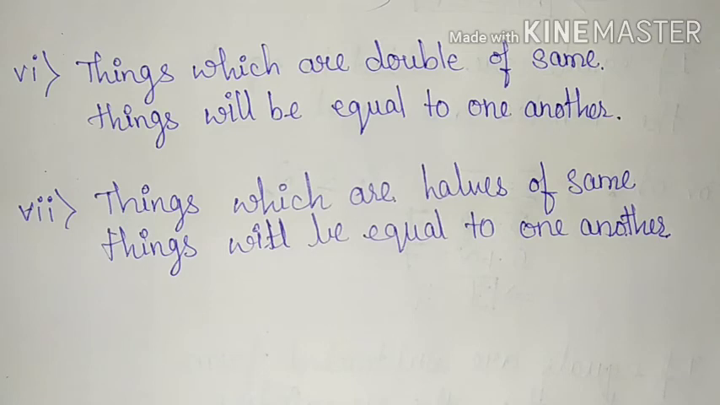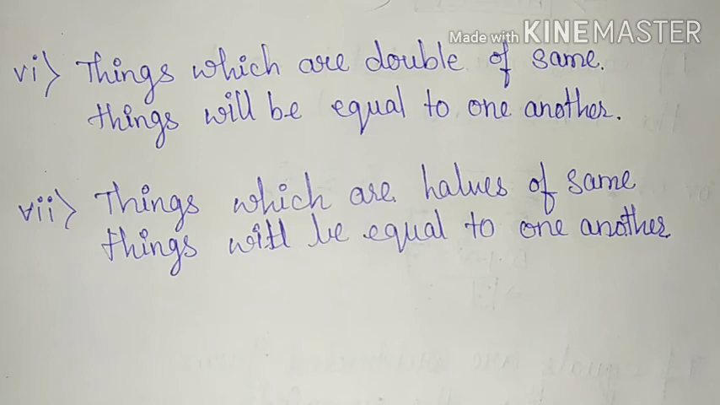Similarly, the reverse statement of that, the seventh axiom, says that things which are halves of the same things will be equal to one another. Like the half of 4 will be 2. Okay, so things which are halves of the same things will be equal to one another. These are the 7 axioms of Euclid.